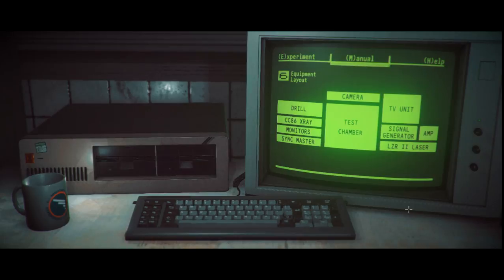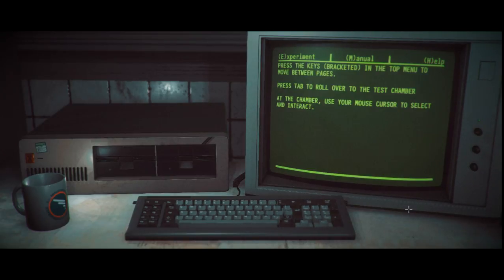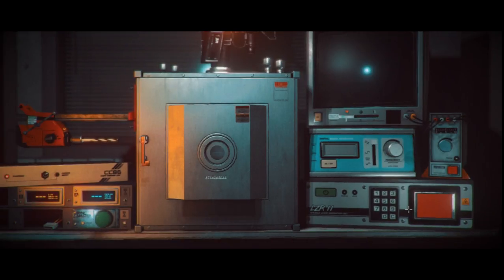So the drill sits on top of the X-ray, which sits on top of the monitor, which sits on top of the sync master. Cameras on top of the test chamber. To the right, we have a TV unit, underneath the signal generator. To the right of that is an amp, which sits on top of the laser. Press the keys bracket in the top menu to move between pages. Tab to roll over to the test chamber. In the chamber, use your mouse cursor to select and interact. Okay.